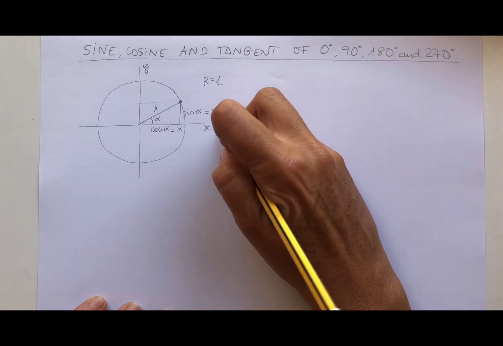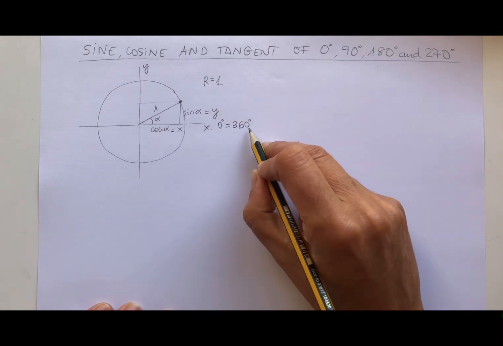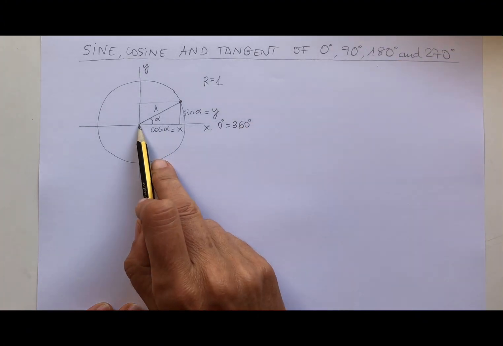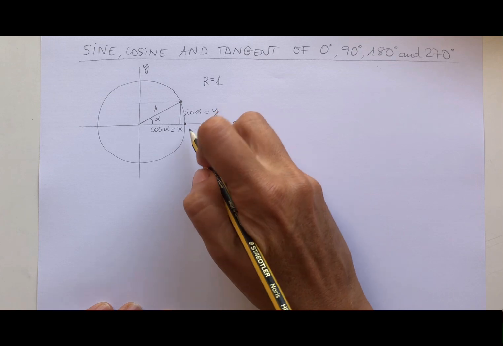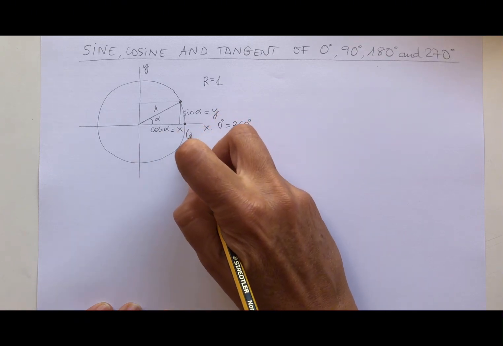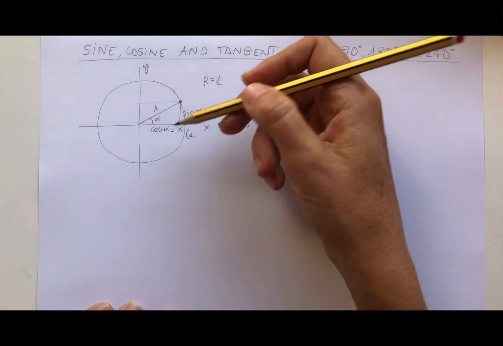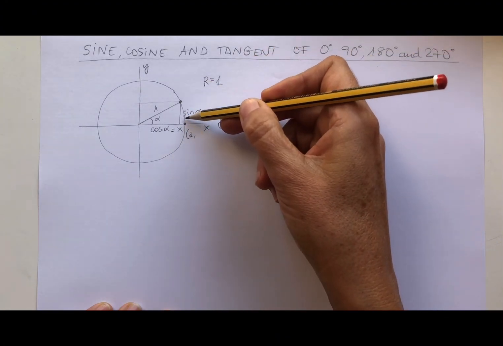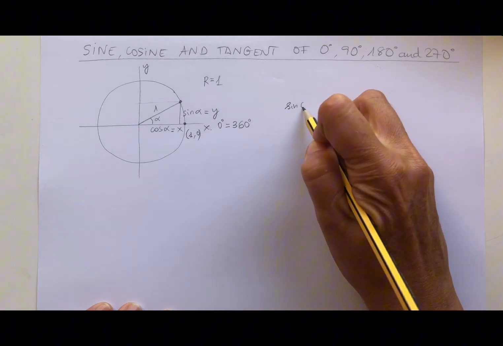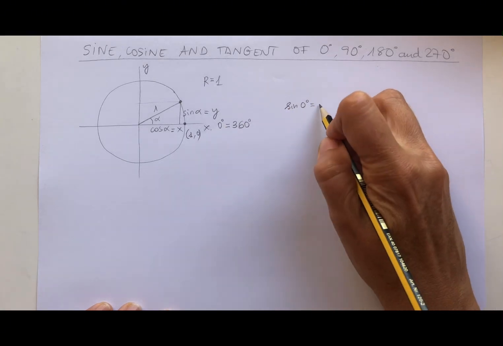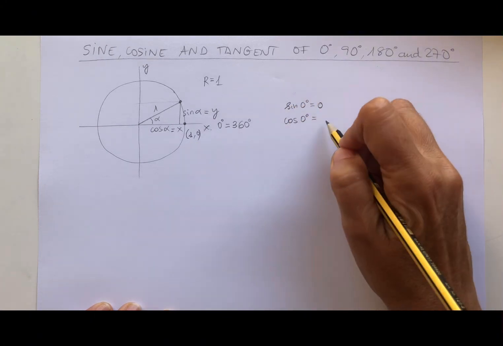So for example, with 0 degrees, that would be as well 360 degrees, where my angle intersects the circle is this point, and the coordinates are, for x we have 1 because the radius of this circle equals 1, and for y I don't have to move upwards or downwards, so it would be 0. So sine of 0 would be the y coordinate, which is 0, and cosine of 0 would be 1.